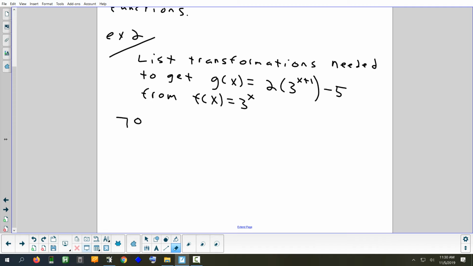So to get g of x from f of x, what would be your first step? Y times 2. No, you can't say add, subtract, multiply, or divide. Shift. Okay. 5 up. No, that's a vertical shift down, but I'm not sure if that's for.